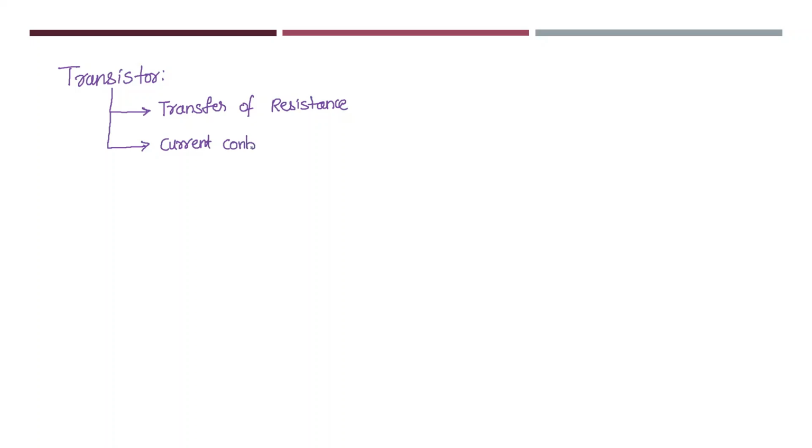It is also known as a current control device. Why? Because here output current is controlled by input current. So that is the reason it is also called a current control device. Further, the other name for this type of transistor is bipolar junction transistor.